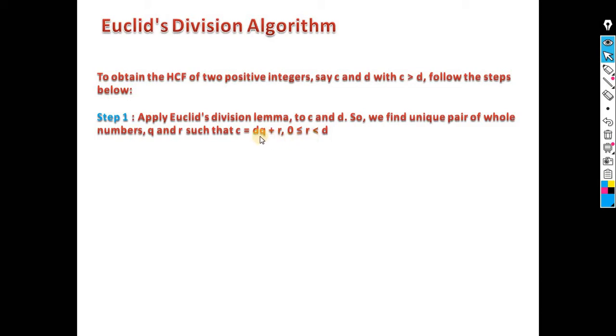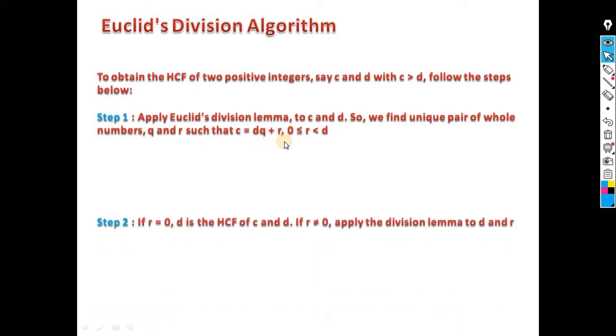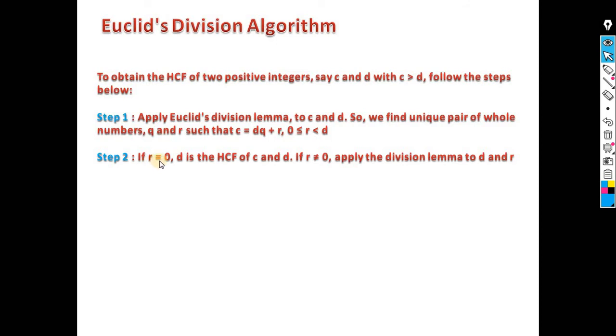This is the same as Euclid's division lemma, where a is equal to bq plus r, 0 less than or equal to r less than b. The same thing is written in the form of C and D. So C is equal to dq plus r, where 0 less than or equal to r less than d. Here C is your dividend, D is your divisor, Q is your quotient, and R is your remainder. Now once you do that, you see whether the remainder is 0 or not. If the remainder is 0, then the divisor will be your HCF of C and D.